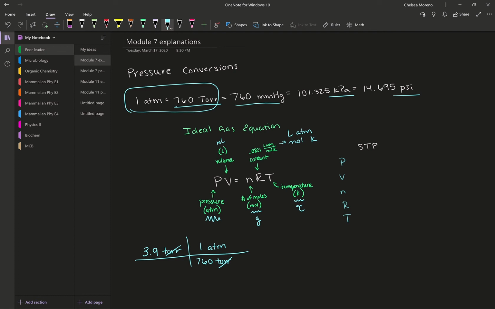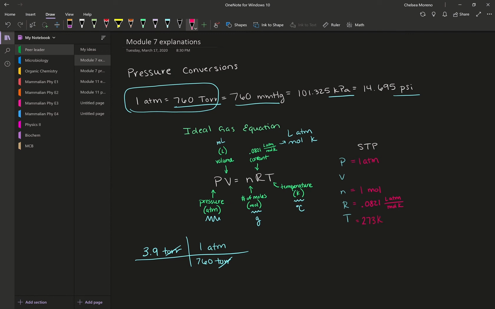Okay, so let's look at STP. At STP, we're talking about standard temperature and pressure, right? So these are going to be ideal situations, and we're going to have a value for each one of them. P, or pressure, is going to equal 1 atmosphere at STP. For our number of moles, we're going to have 1 mole. Our constant is always the same, 0.0821 liter atmospheres per mole Kelvin. And then our temperature is going to be 273 Kelvin at STP.